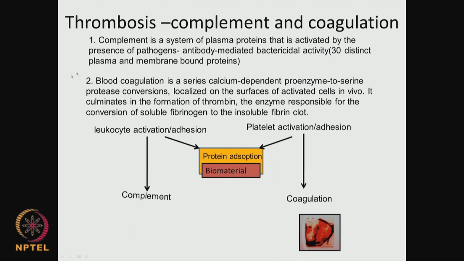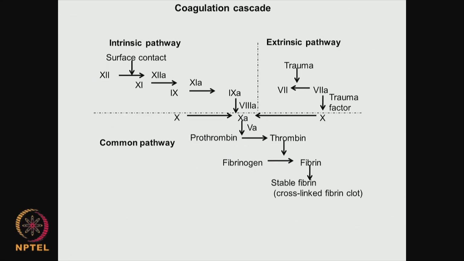Then the blood starts coagulating. How does it happen? There are a series of actions taking place, and finally we end up with the formation of an enzyme called thrombin, which converts the fibrinogen present in the blood to fibrin. Fibrin is insoluble, so it is the blood clot. So, two very important actions take place. Okay. So, you need to understand this happens as soon as the material comes in contact with the blood. Now, there are 30 proteins involved in the complement. Each protein has a different type of activity. Okay. So, we will look at that later.